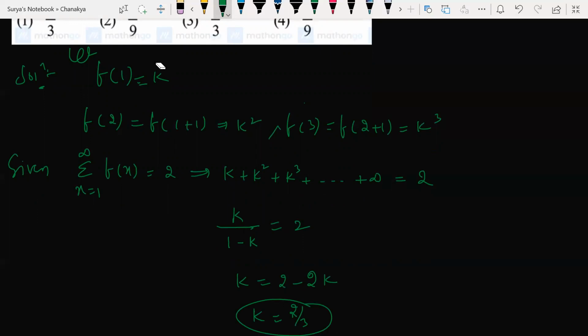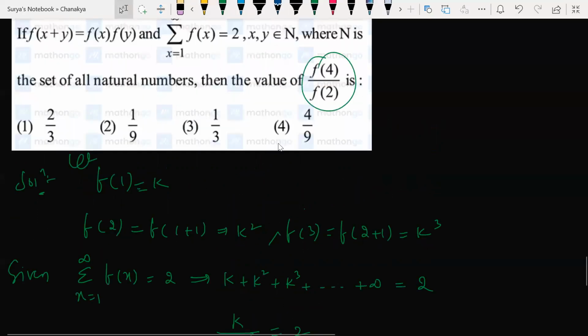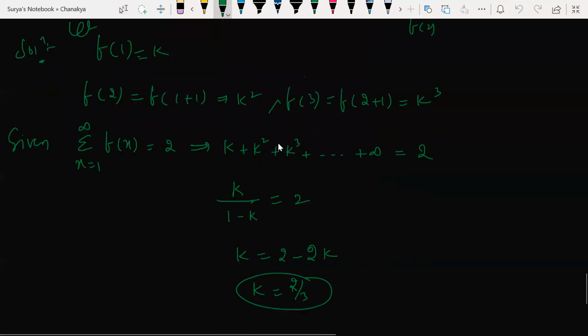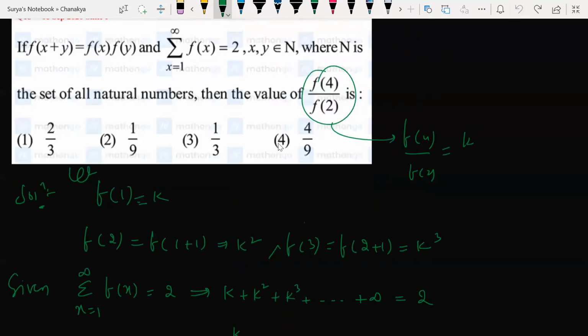I gave you enough time for solving the question. I found the k value. Now I just need to find this value, f of 4 by f of 2. What is f of 4 here? f of 3 is k cube, f of 4 is k to the power of 4, all divided by k square. So which is going to be k square. k square is nothing but, 2 by 3 squared, 4 by 9 is the answer.